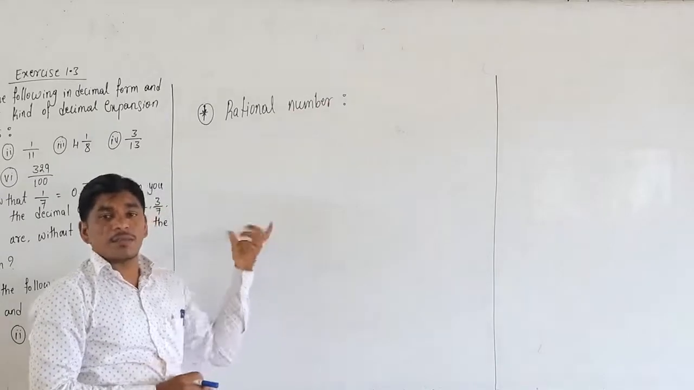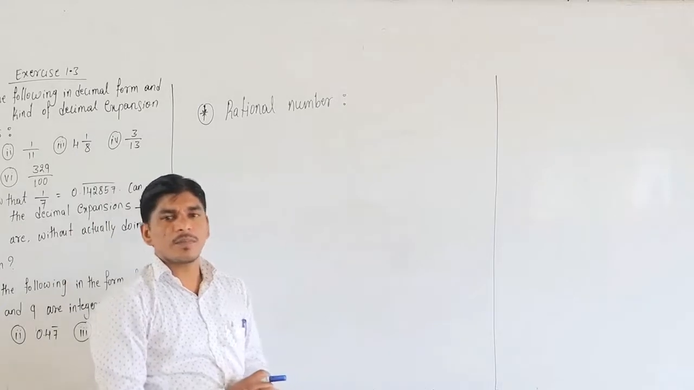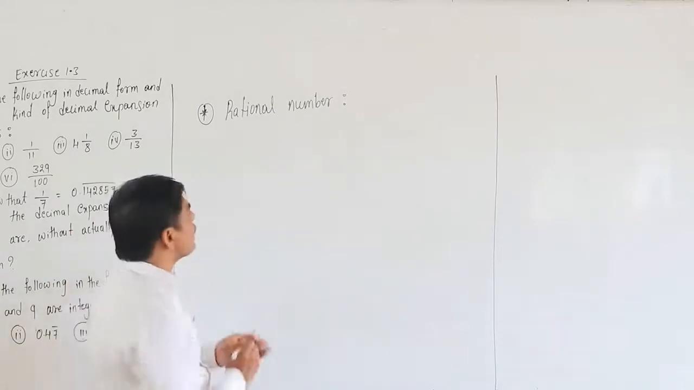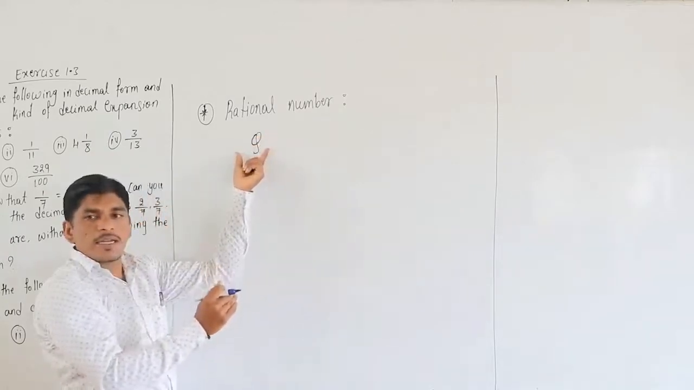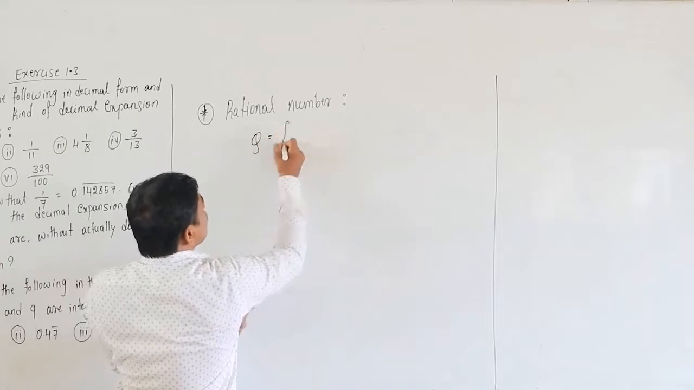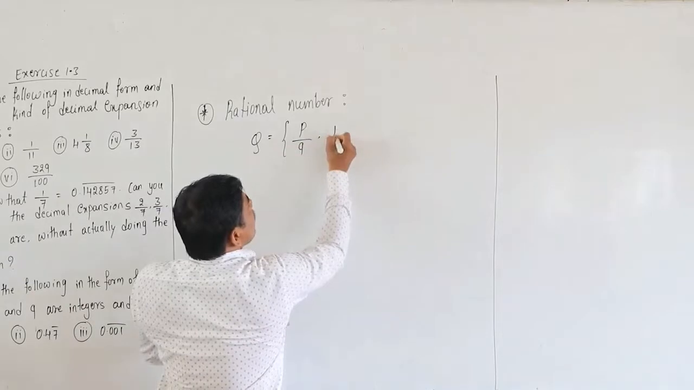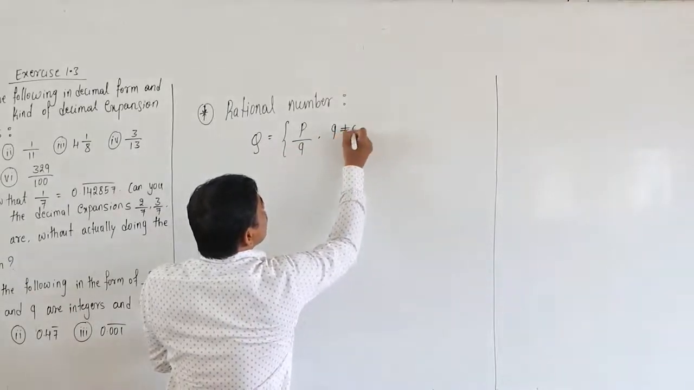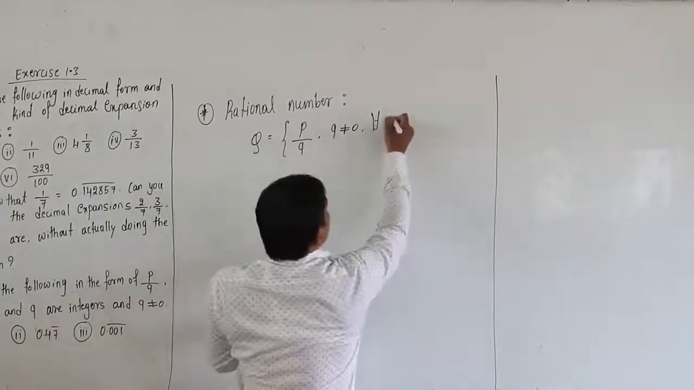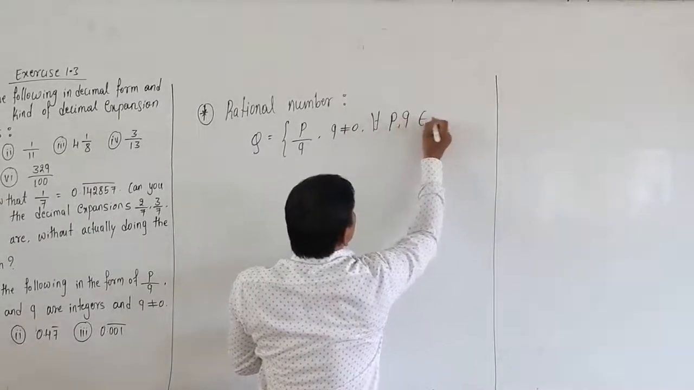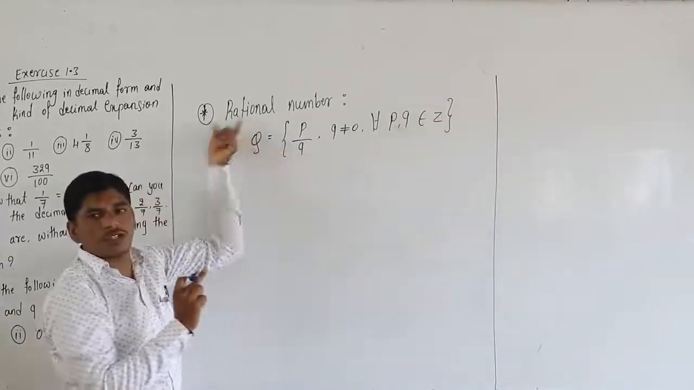First, you have to understand what a rational number is. Rational numbers are in the form p by q, where q is not equal to 0, and p and q belong to the integers. Symbolically, the rational numbers are denoted by Q, Q is equal to p by q, q is not equal to 0, for all p and q belonging to the integers. This is the definition of a rational number.